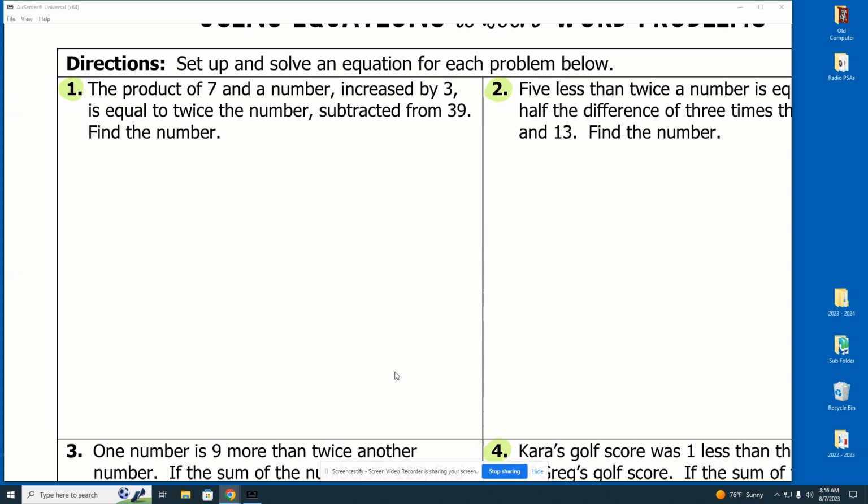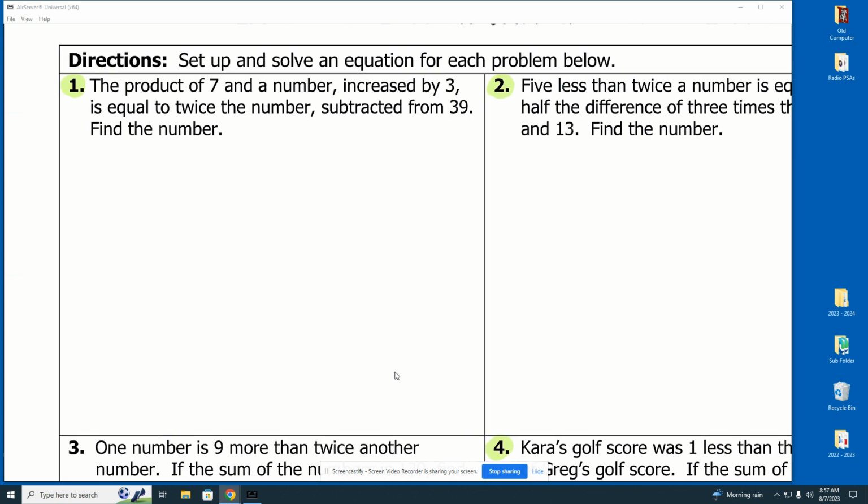All right, so number 1, the product of 7 and a number increased by 3 is equal to twice the number subtracted from 39. Find the number, okay? So sometimes when you read these word problems, they're a little overwhelming. So that's why it's good to just kind of slow down, break them into pieces. So let's do that. The product of, what does that mean I'm doing? I know I'm multiplying. So I immediately say, okay, what does it tell me it's the product of? 7 and a number.